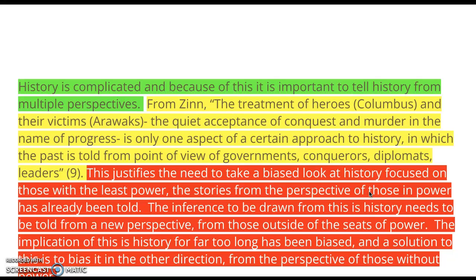The stories from the perspective of those in power have already been told. Okay? The inference to be drawn from this is history needs to be told from a new perspective, from outside the seats of power. The implication of this is history has far too long been biased, and the solution to this is to bias it in the other direction, to the perspective of those without power. So you can see here how I'm using these sentences to drive my point, to drive my argument, to interact with my claim. All right?